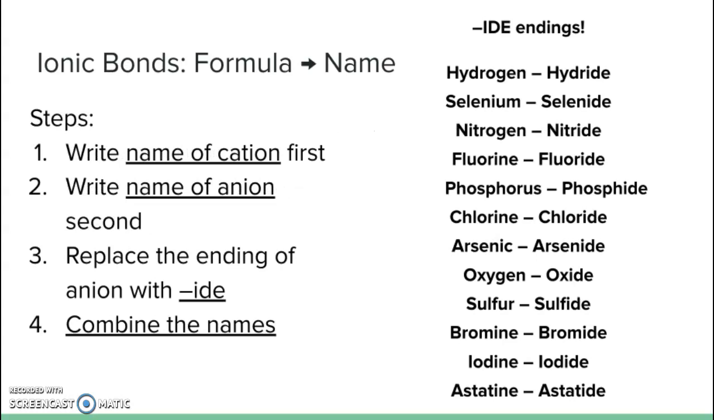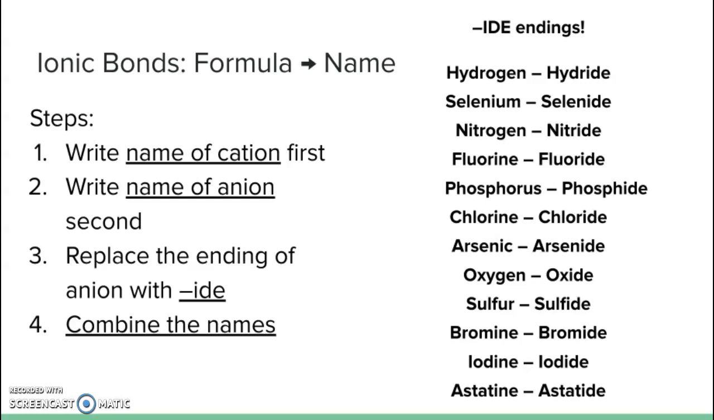All right, so now that we have learned how to take a name and create a formula, let's do the reverse. Let's take a formula and now give me the name, okay? And I have 4 steps. First, I write the name of the cation, then the name of the anion, then I replace the ending of my anion with "ide," because anytime I have an anion, it is referred to as an "ide," okay? And then I combine the names.